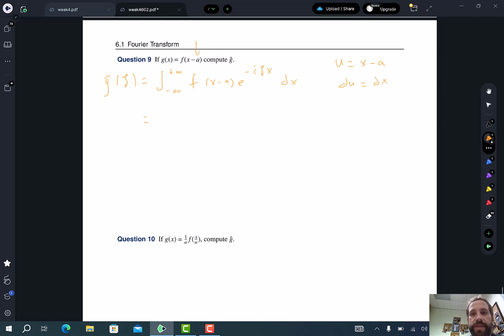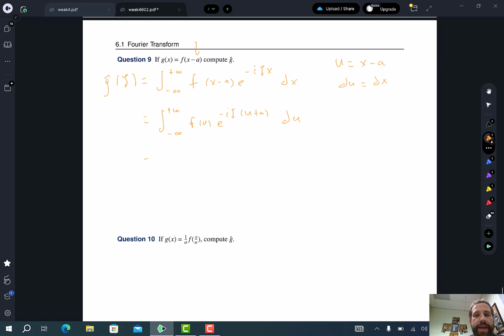Okay, when we change the limits of integration, infinity minus a is still infinity, minus infinity minus a is still minus infinity. So the limits on the integration are going to stay the same. We're going to have f of u here. Okay, what's going to happen with this exponential? If u is equal to x minus a, this means x is equal to u plus a. So this is e to the minus I c, and then x is u plus a.